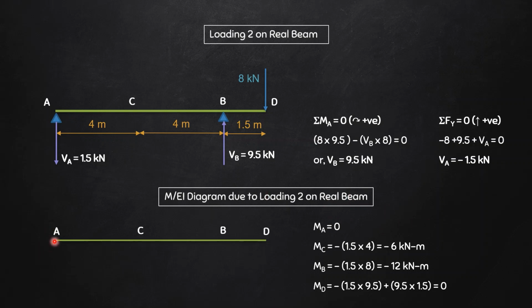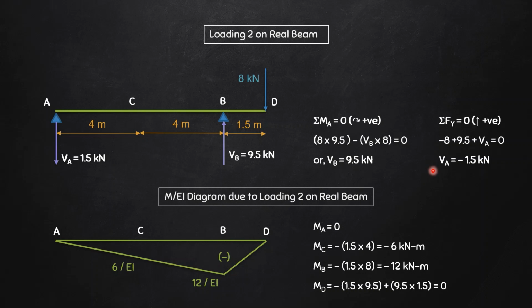Starting with A, it is 0. At C it is not minus 6, it is 6 by EI. Okay, this is M. I have to draw the M by EI diagram. So this is minus 6 by EI. At B it is minus 12 by EI, and at D it is again 0. So this entire diagram is negative, right? And therefore this is the M by EI diagram due to loading 2 on the real beam. So we had M by EI diagram due to loading 1 and M by EI diagram due to loading 2.